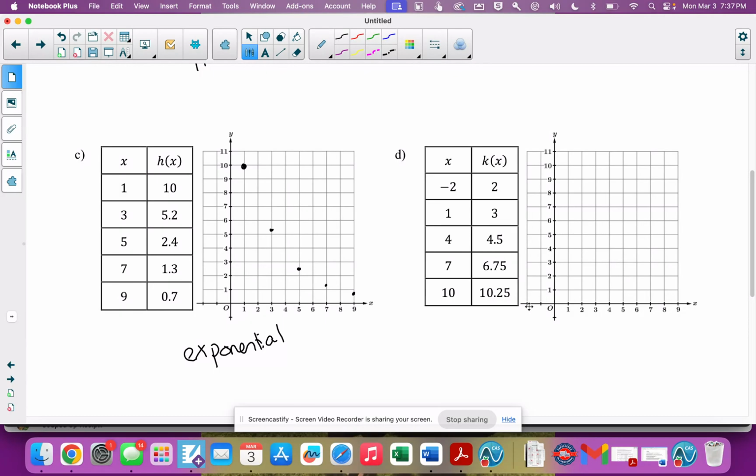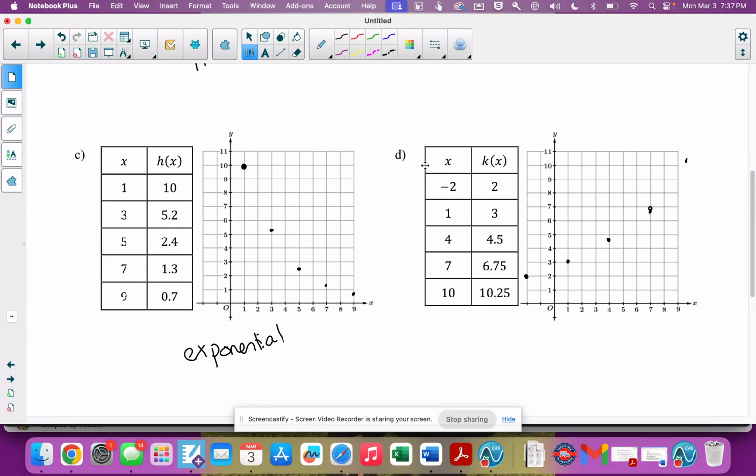All right, so -2, 2, 1, 3, 4, 4.5, 7, 6.75, oop, a little bit lower than that, and then 10, which would be over here, 10.25. Again, we have that thought process that it might be linear. Again, you could fit a straight line through this, but as far as best fit, it's not going up again by a constant rate. And you could prove it using your differences, or you'd actually have to use your average rate of changes.